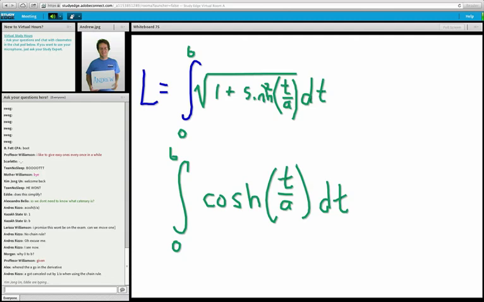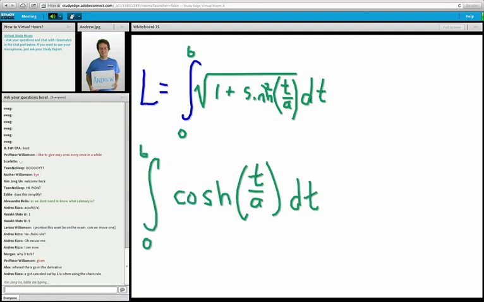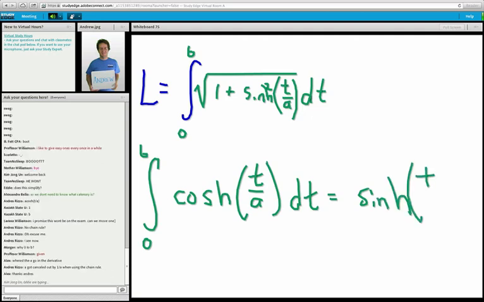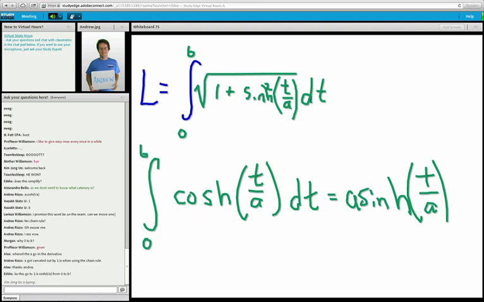The integral of cosh is equal to sinh of t over a, but we have to do the reverse chain rule, so an extra factor of a pops out like that. So for those of you who are a little bit lost, because I went a little quick: the derivative of a times cosh of t over a is sinh of t over a, squared is sinh squared of t over a, plus 1 is cosh squared, the square root of which is cosh. That's why I get just that. The integral of cosh of t over a is a sinh of t over a.